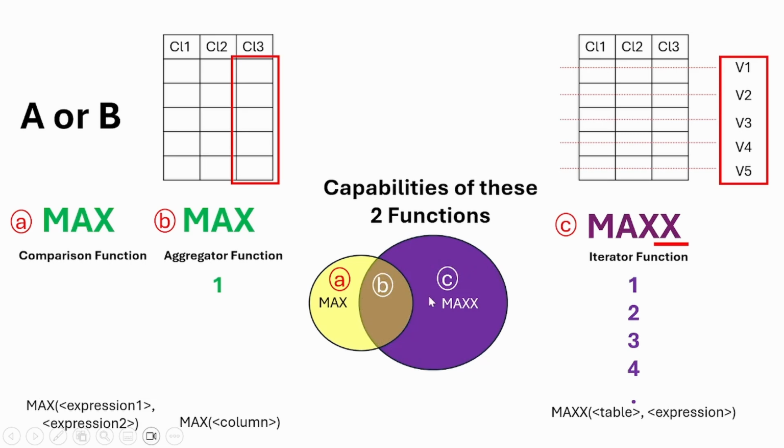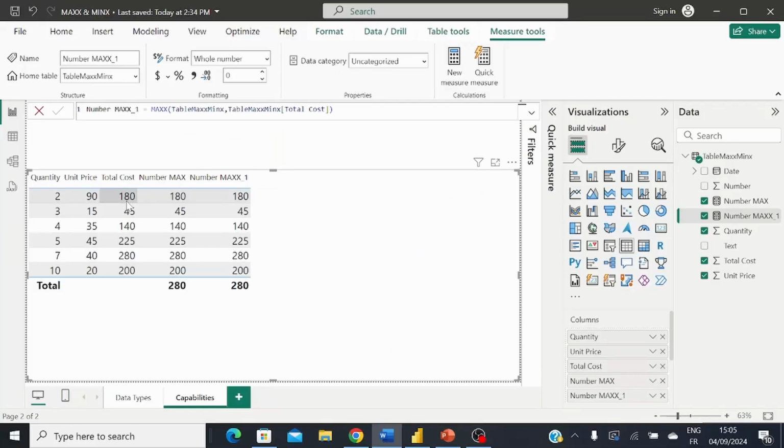Now we're going to move on to part C, in which we can do much more with MAXX as compared to MAX. Remember, MAX only takes in the column name. We can't do much after that. Whereas MAXX, let's see what all things we can do. Now, we have the total cost over here, but there is another way in which we can get this value. That is, if we multiply quantity by unit price, for instance 2 by 90, we will get 180. Let's see if MAXX lets us do that.